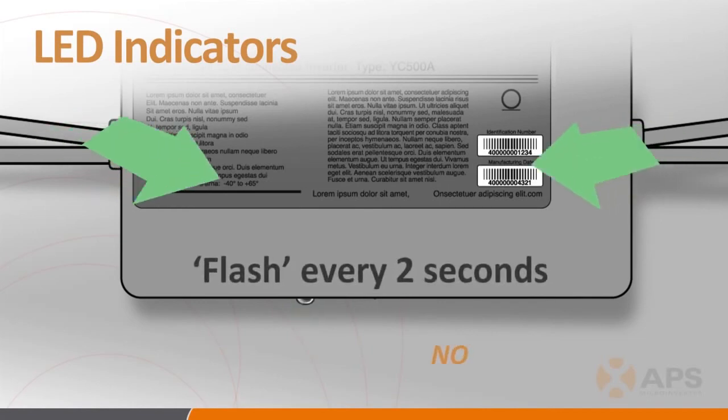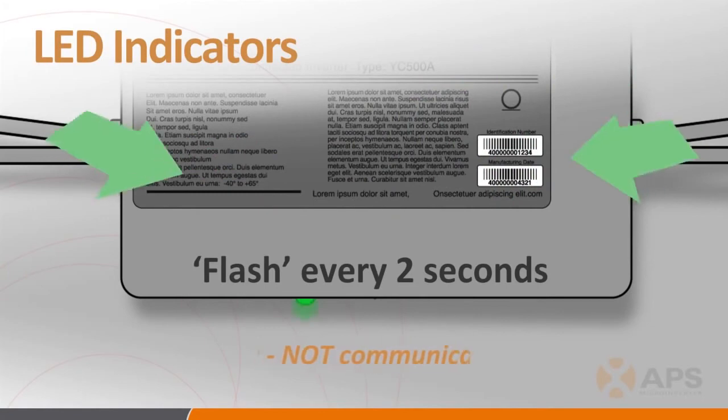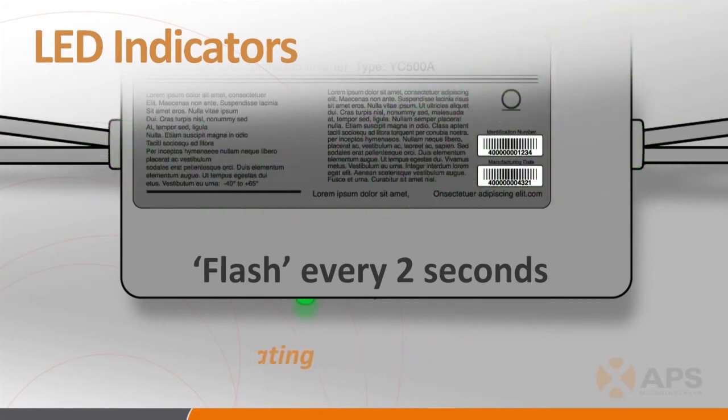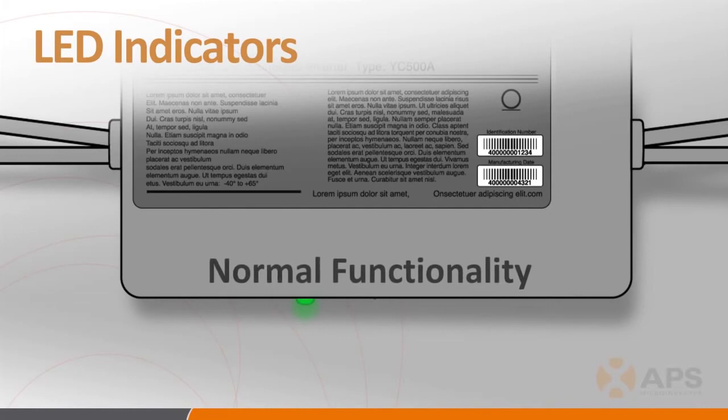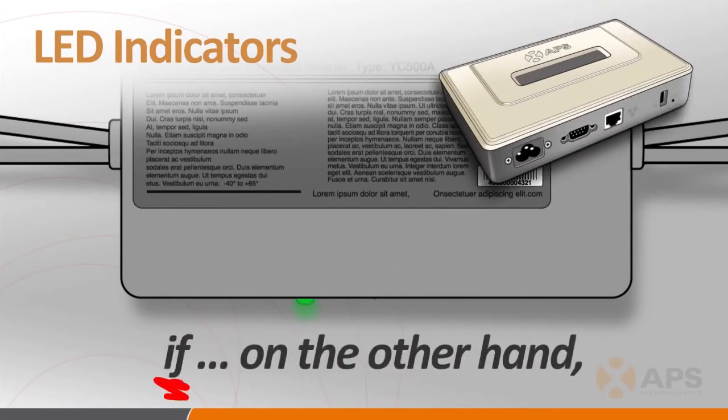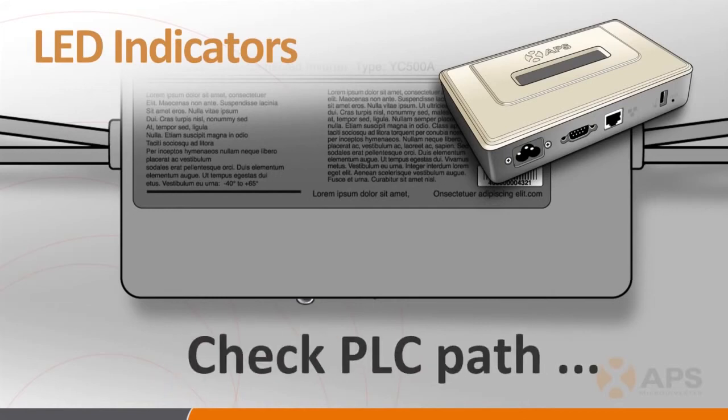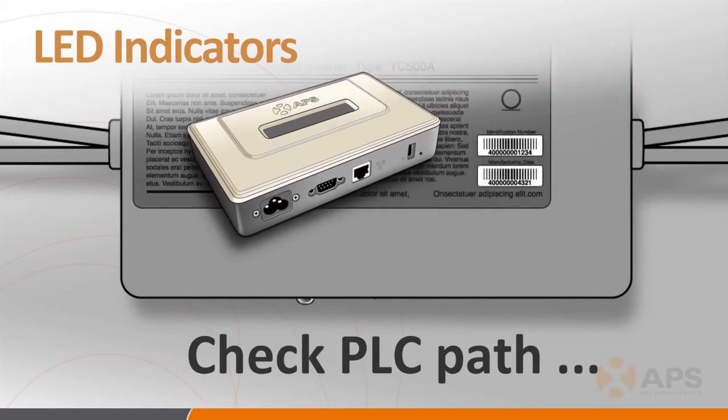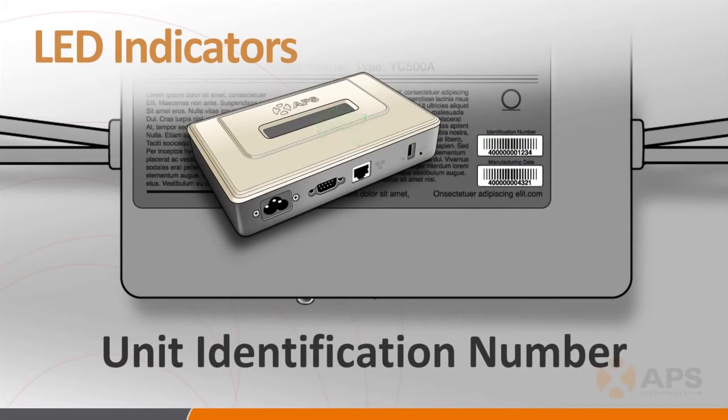If the LED is flashing green quickly, every 2 seconds, the inverter is producing power, but not communicating with the ECU. This is a normal condition if you have not installed an ECU as part of the system design. If, on the other hand, the ECU is part of the system design, and the inverter's LED is flashing green every 2 seconds, then you'll need to check the power line communication (PLC) path from the inverter to the ECU, as well as verify that the inverter UIDs have been correctly entered into the ECU.